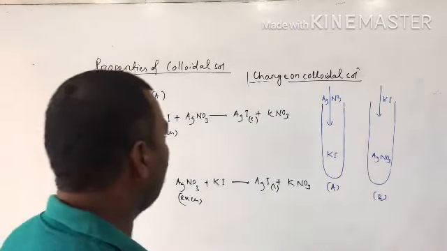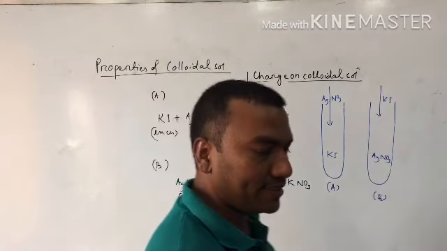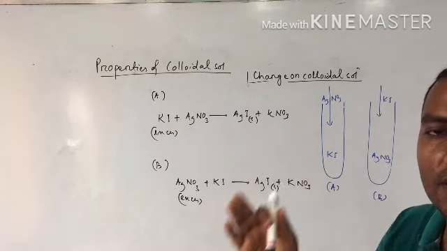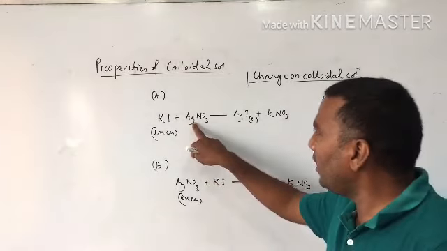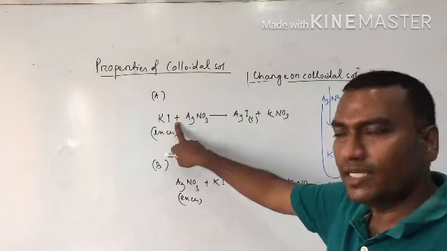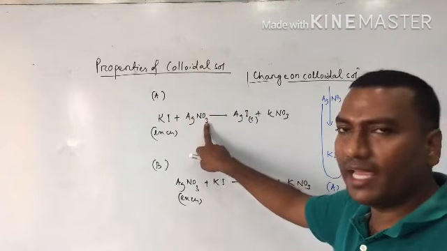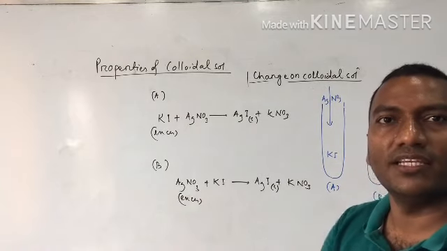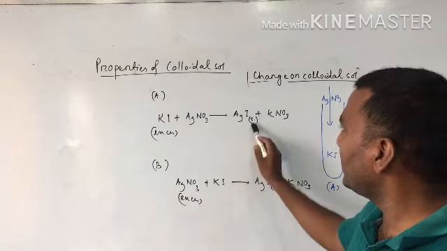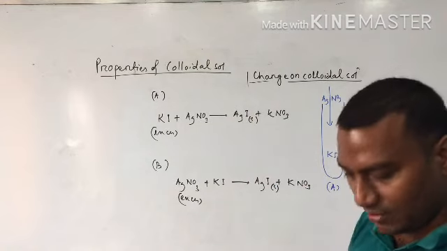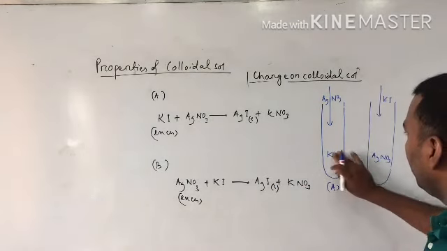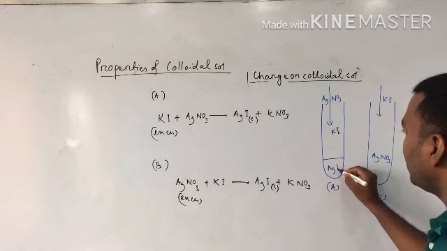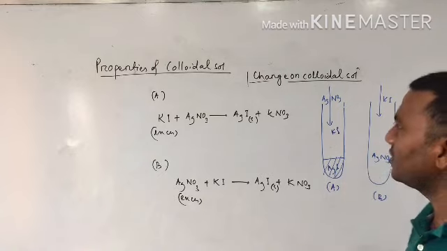Now come to the first test tube A. Here which one is in excess? KI is in excess. So whatever AgNO3 we have added, all Ag combines with I to form AgI, and all NO3 combines with K to form KNO3. You know KNO3 is highly soluble. So AgI is precipitated. That means in this test tube, the precipitate AgI is formed.